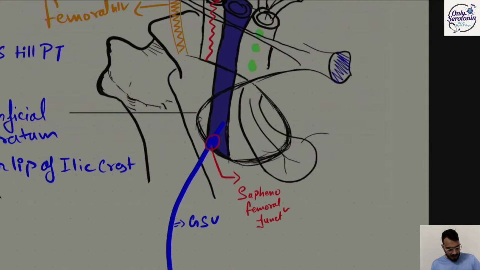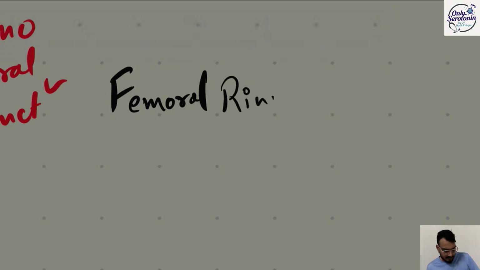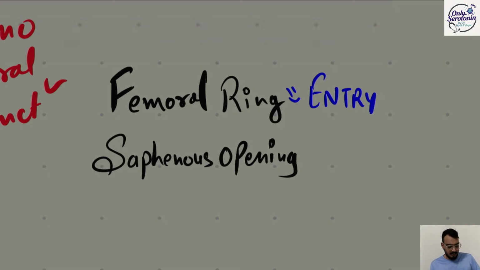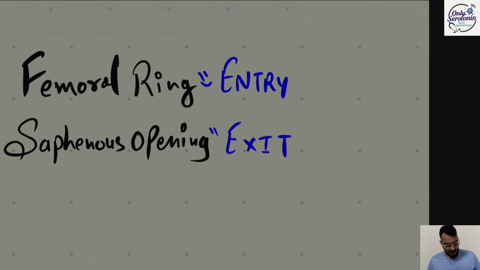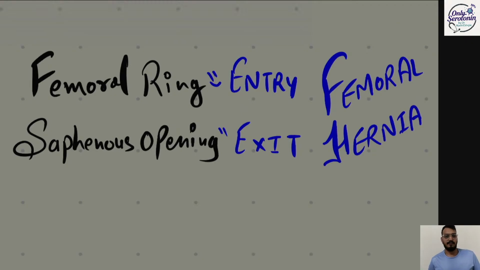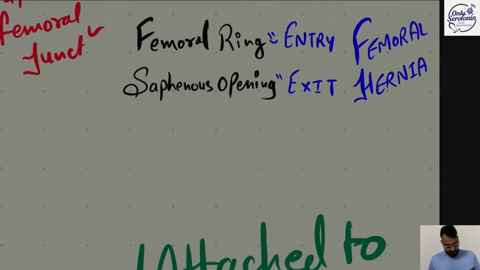Few things which you should know about femoral ring and saphenous opening, guys. So this femoral ring is what, guys? It is the entry point of the hernia, and saphenous opening is the exit point of the hernia. So one hernia is going to enter from the femoral ring, and then this will come out from another opening. This kind of hernia is what, guys? This kind of hernia is femoral hernia. Done.